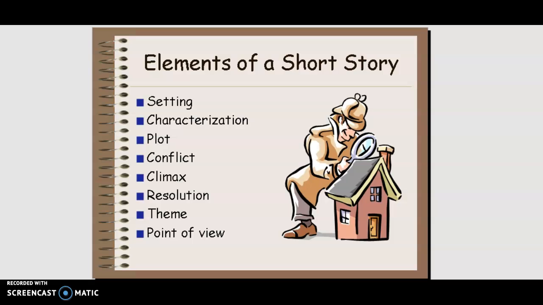The elements of the short story are the setting, the characterization, the plot, the conflict, the climax, the resolution, the theme, and the point of view. Let's analyze each one of them.